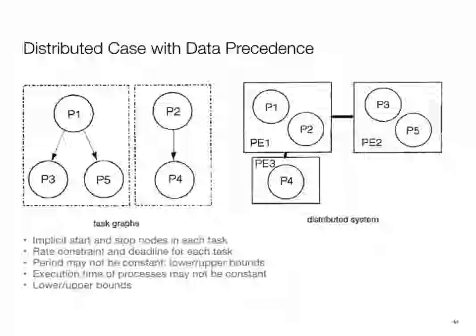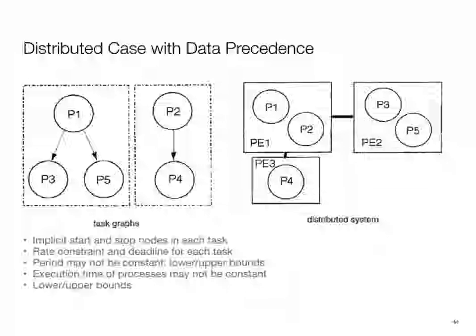Let's imagine we have this particular mapping, that P1 and P2 are on processing element 1, P3 and P5 are on processing element 2, and P4 is on processing element number 3. And then on each one of these processors, I am going to do static priority assignment. So I'm going to look at PE1 and say, oh, I have P1 and P2, let me give them priorities and run a static priority scheduler on it. And likewise on PE2, and PE3 is just one task.